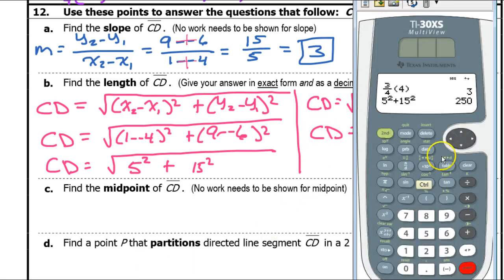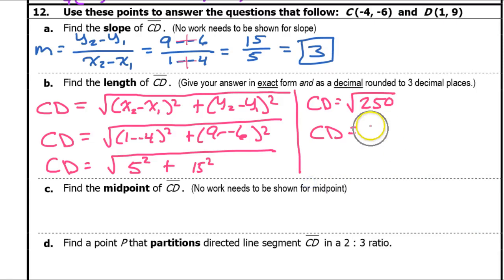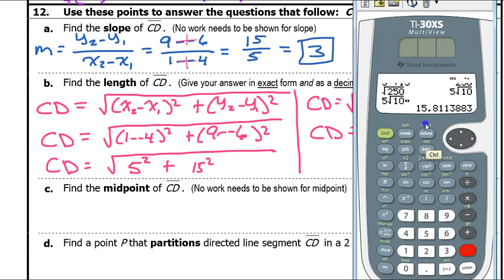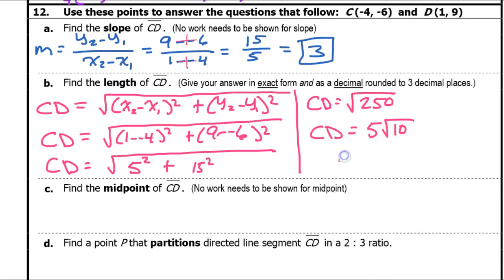Let's see what that would be in simplified radical form. The square root of 250 is 5 radical 10. If you're doing a standardized test with multiple choice, it might be written in this form, 5 radical 10. So you need to be comfortable with that. But let's go ahead and get the decimal. That's 15.811. So CD is approximately 15.811. So here are 3 different forms for the length of CD.